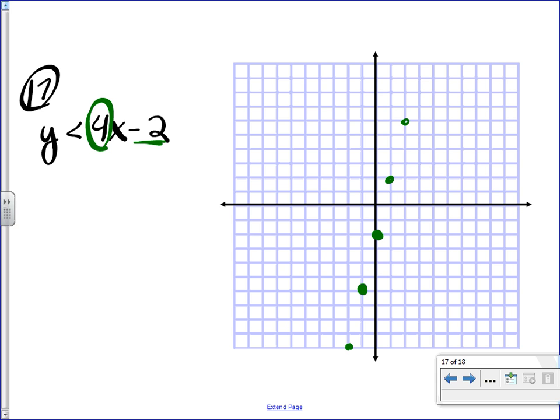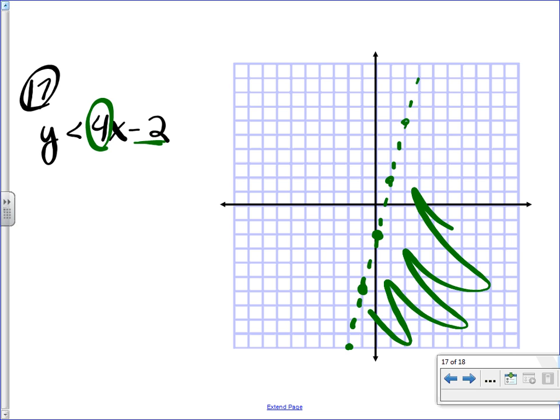Let's see. Dotted or solid line? This one's a dotted. And that's because this time we don't have the equal sign. This one still says less than. So less than, we're going to shade to the bottom. That's going to be this right here. That's the mark.